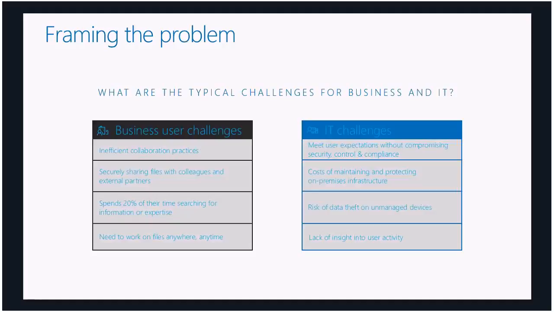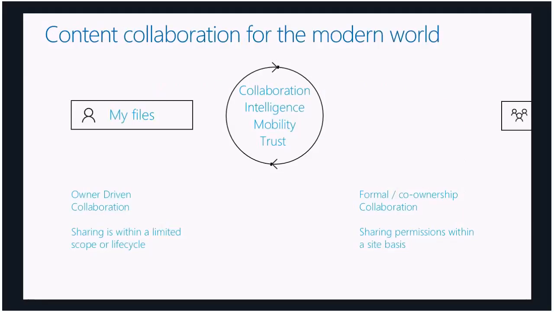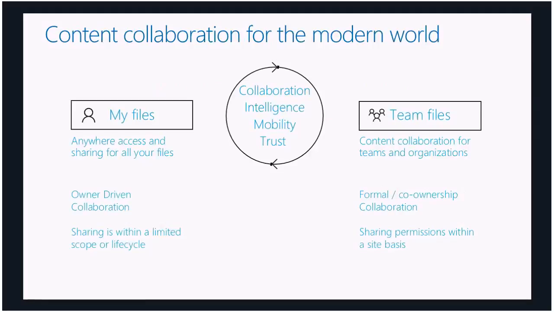So we have already talked about the business challenges, and now we will give you high-level information about how, with SharePoint Online, we can share these files and how the business users can do collaboration. With SharePoint Online, we have two places for our business users to store their files. The first is My Files, and the second is Team Files.